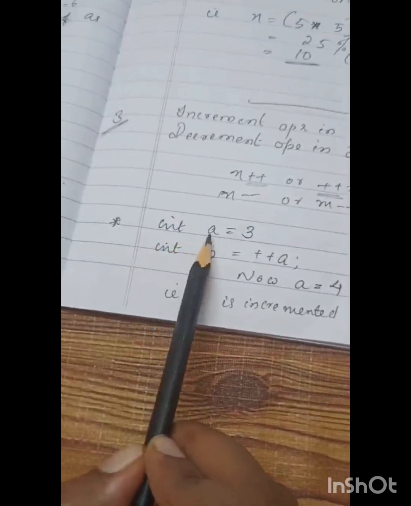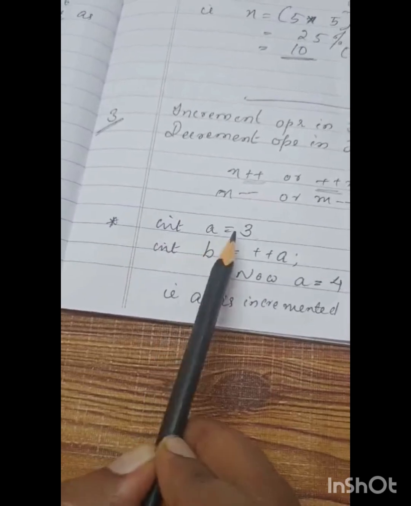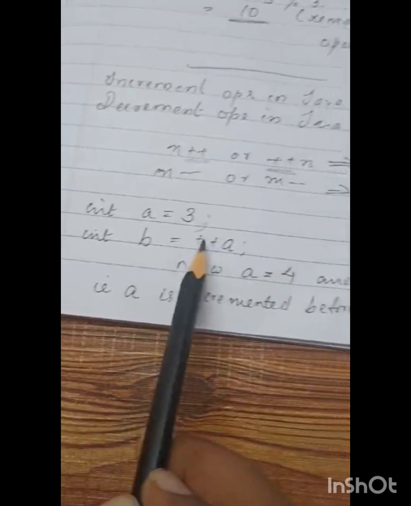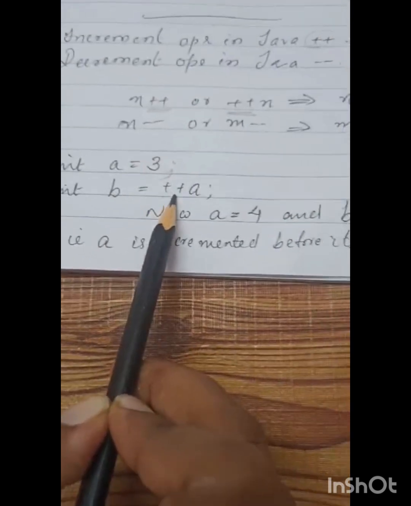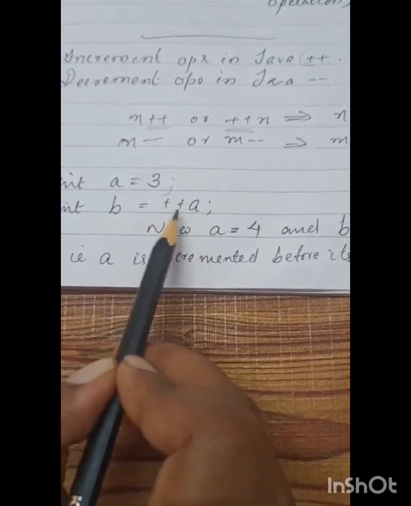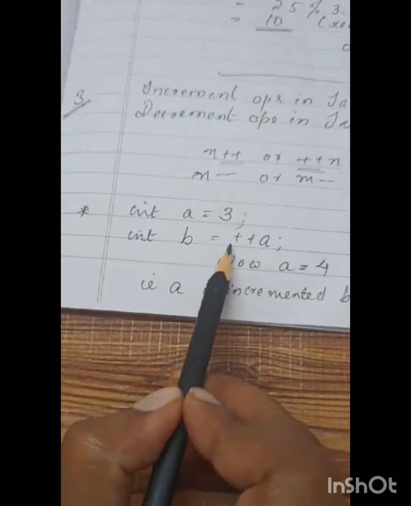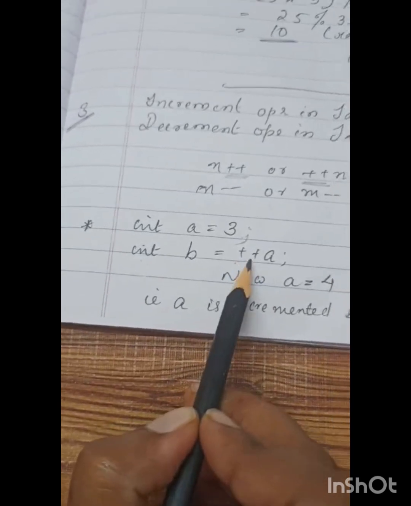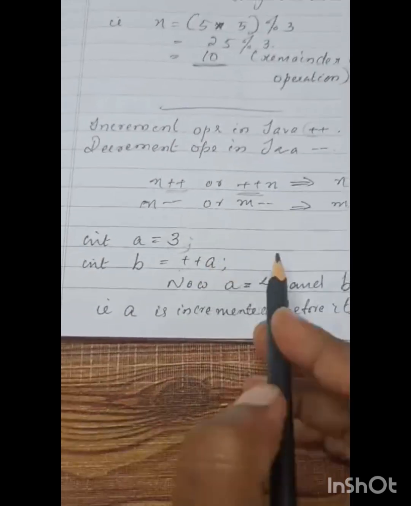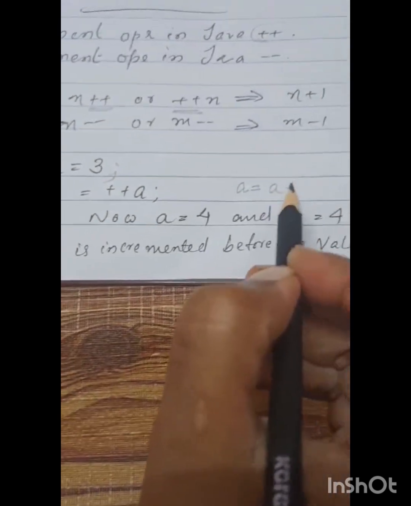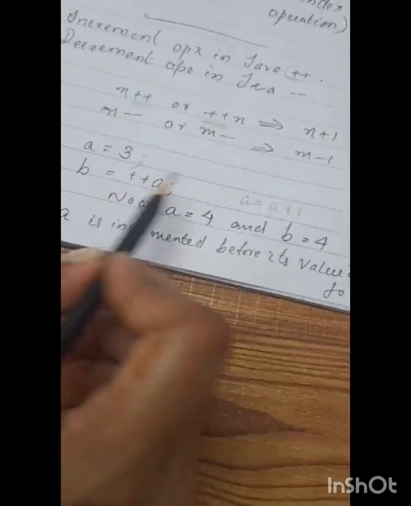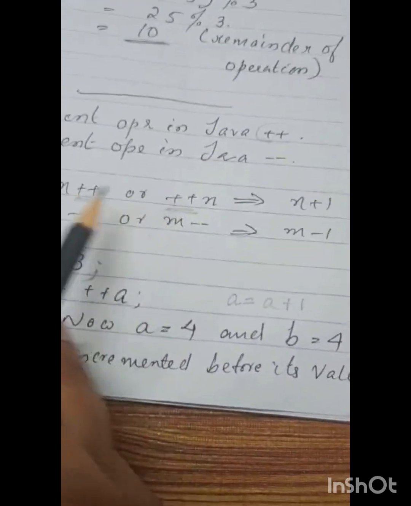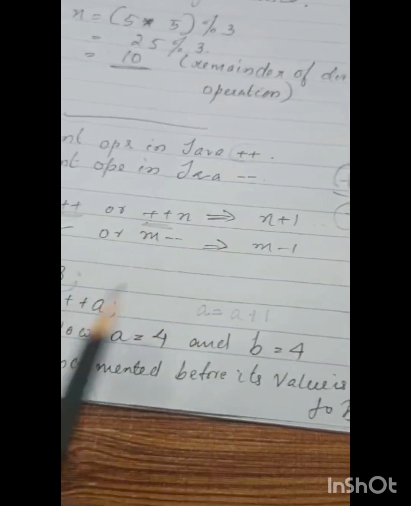For example, int a is equal to 3. That is, a is an integer whose value is initialized as 3. Next statement, int b is equal to plus plus a. That is, b is an integer assigned the value plus plus a. Here plus plus is the prefix unary increment operator, which means a is equal to a plus 1. We have to increment a by 1. But what is the rule for postfix and prefix operators? There is one rule for the postfix operator and another rule for the prefix operator for assigning the values.